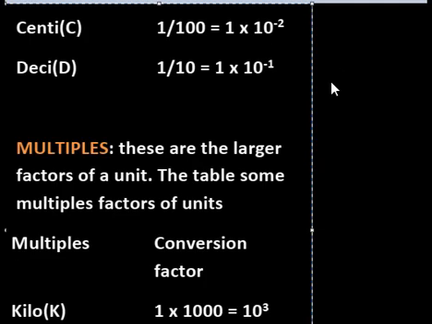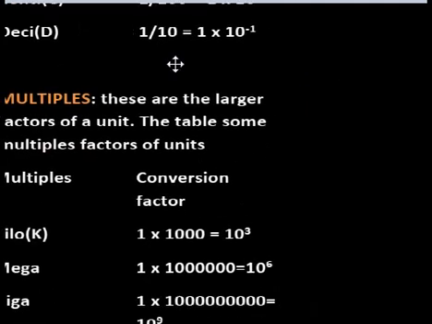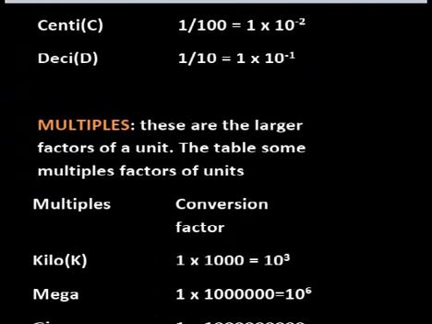So now we have centi. Remember, we talked about milli. Now if it is centi, you divide by 100. If it is deci, you divide by 10. So please take note of that. All that I've mentioned so far, the micro, the milli, the centi, and the deci, are all sub multiples, the lower factors. Those you convert by dividing.